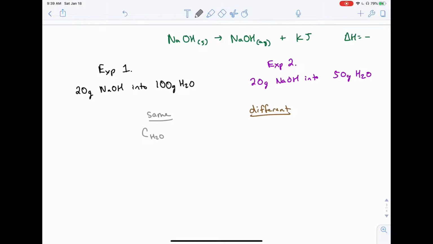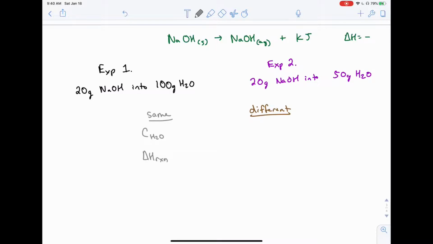That's not what delta H is. What is delta H? The heat per mole. Okay, is this the same reaction? Yes. So delta H is the same. This is the same delta H. Now, yes, Mofe. Q is different.